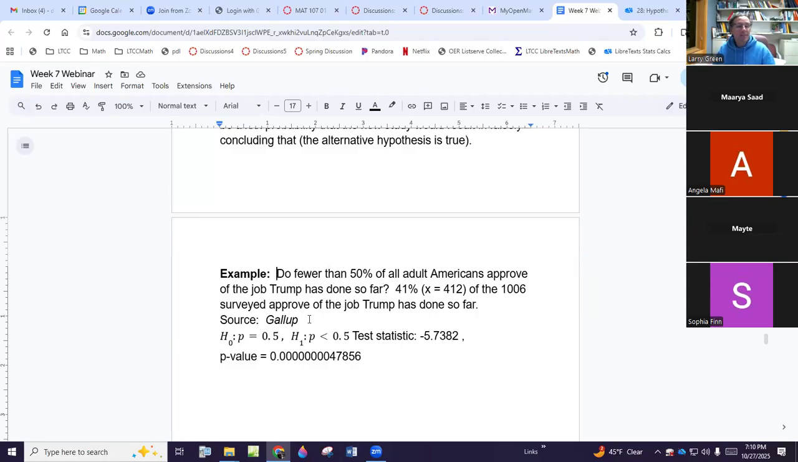This I found under a Gallup poll. Gallup found that 41% of their 1,006 surveyed approve of the job Trump has done so far. They had 412 say, yes, I approve, and the other 594 did not approve. Notice those are both bigger than 5, so that means the central limit theorem works, and we can actually do this.